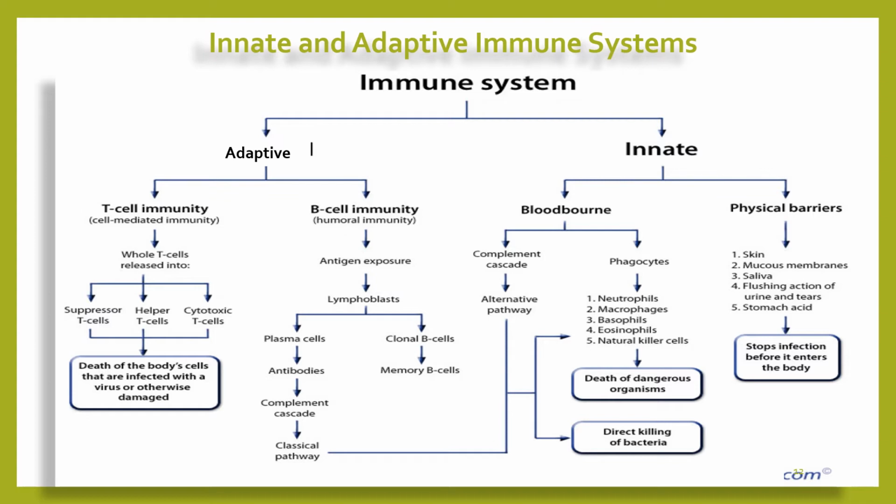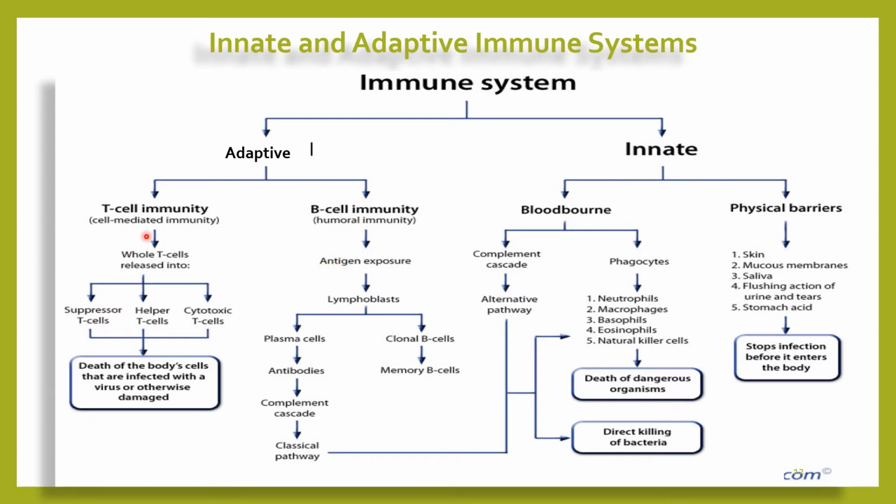So while on the adaptive arm of your immune system, it has your T cell and your B cell. So remember, those are the two important cells, your T cell immunity and your B cell immunity. Your T cell is involved with your cell mediated immunity. So remember, T cell is cell mediated. Okay. While your B cell, it's humoral. It's the production of your antibodies. Okay. It's humoral.